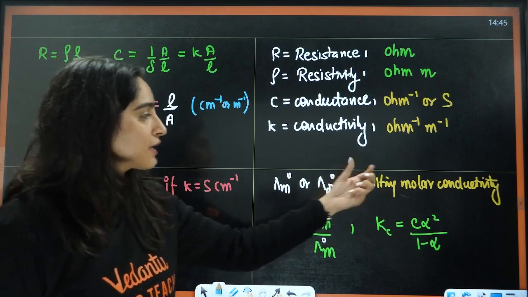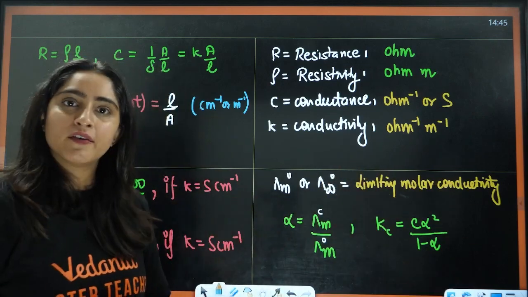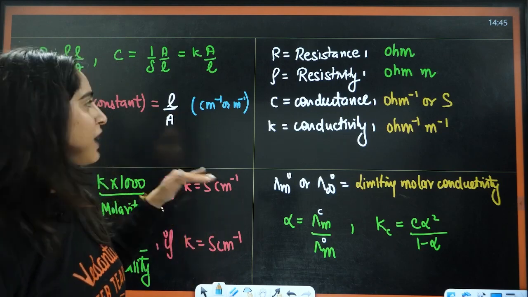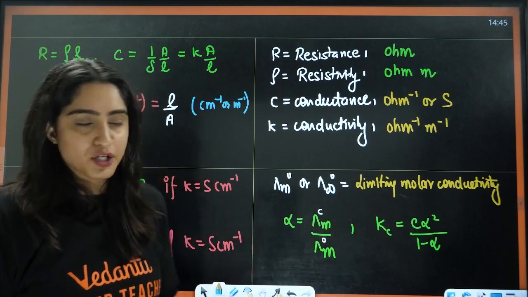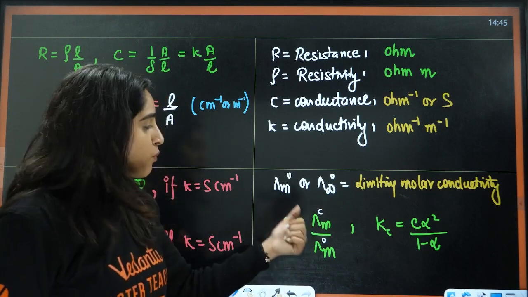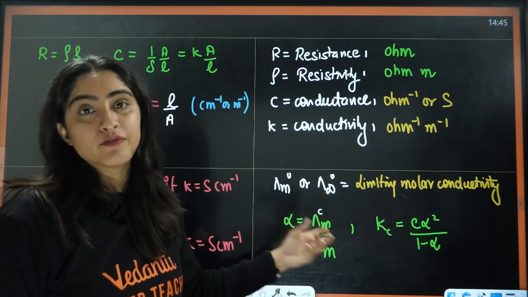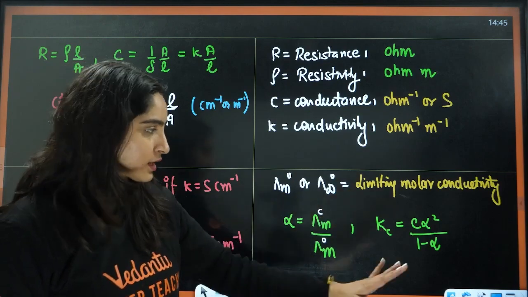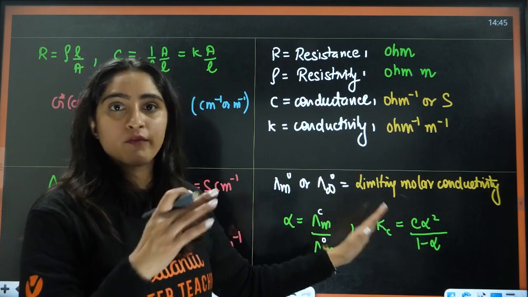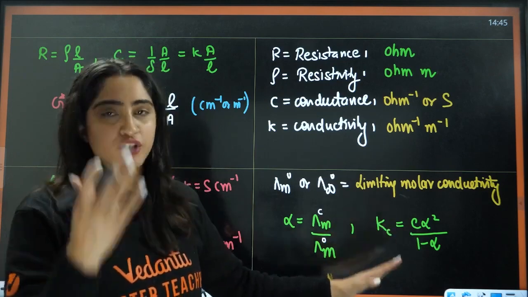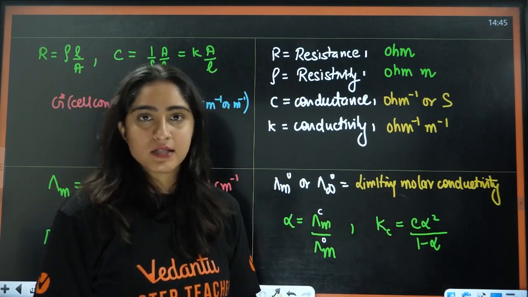At infinite dilution, that is limiting molar conductivity, firstly they will ask you to calculate this thing, then they will ask you to calculate the degree of dissociation. Degree of dissociation is molar conductivity at a concentration C divided by molar conductivity at infinite dilution, that is limiting molar conductivity, and from there you will calculate the Kc, that is the dissociation constant.